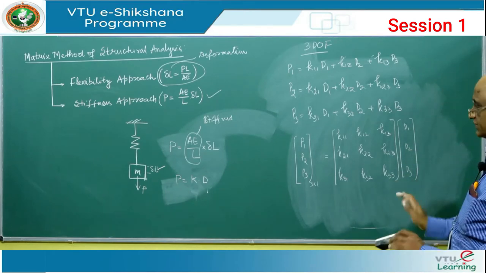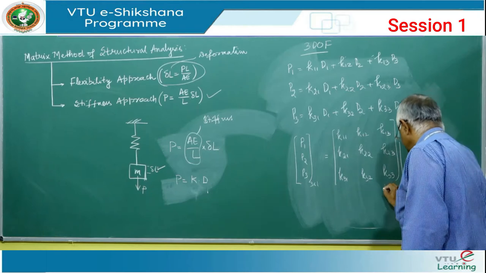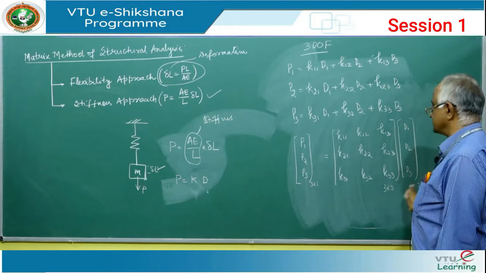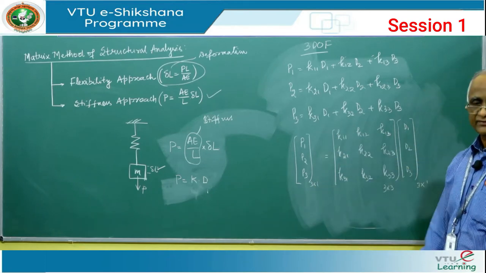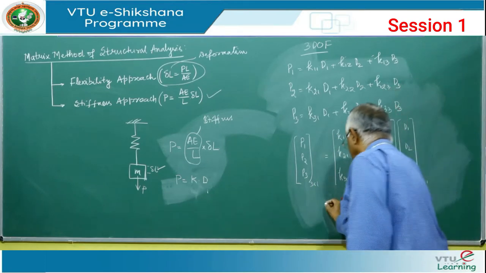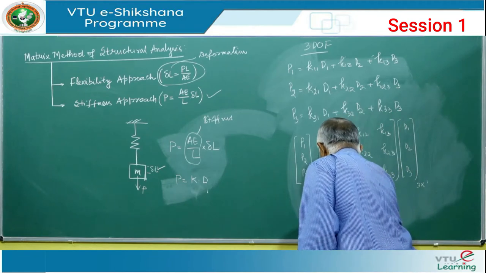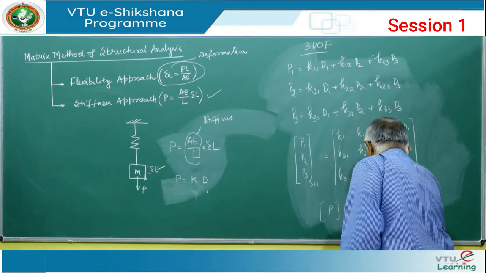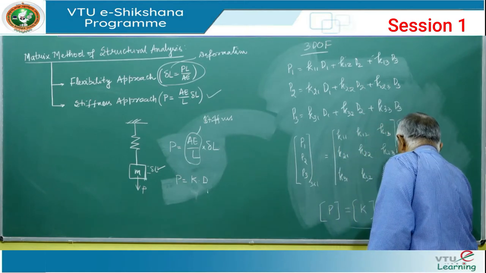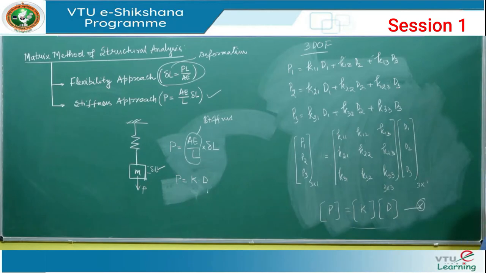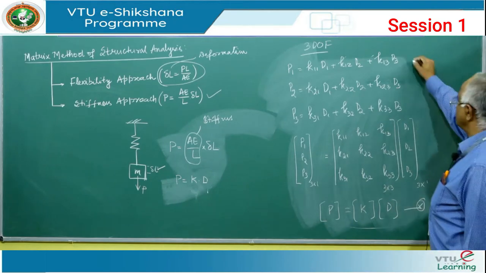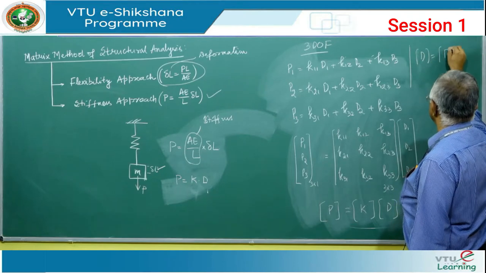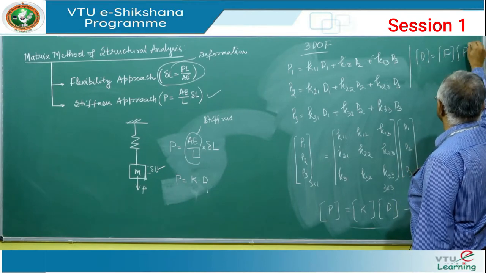Both equations look similar, but a lot of differences are there. This is again 3 cross 3 and this is 3 cross 1. If you multiply these, you will get 3 cross 1. That's what we require on the left hand side, P1, P2 and P3. The generalized format you can put is matrix P is equal to matrix K into matrix D. You remember the flexibility approach is matrix D is equal to matrix F into matrix P.